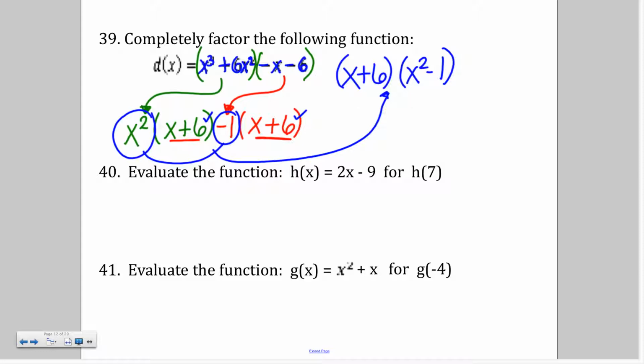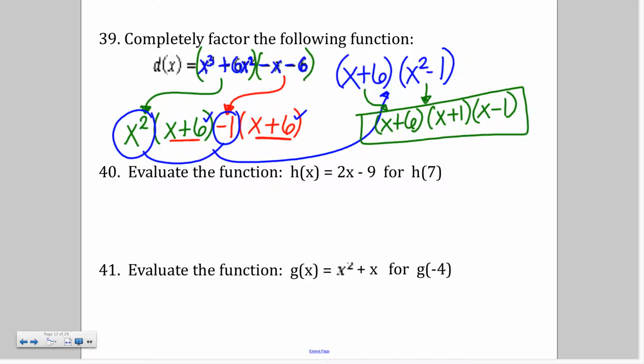Now, look at that to make sure they're both completely factored. Well, if I look at this one, it's not completely factored. X squared minus 1 can be factored down by difference of squares. So x plus 1, x minus 1, and then we're just going to bring this one on down with these. So x plus 6. Now I have it factored completely.